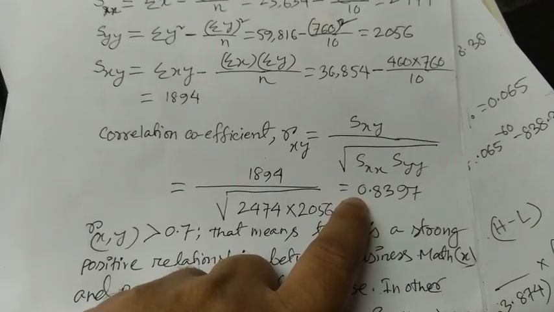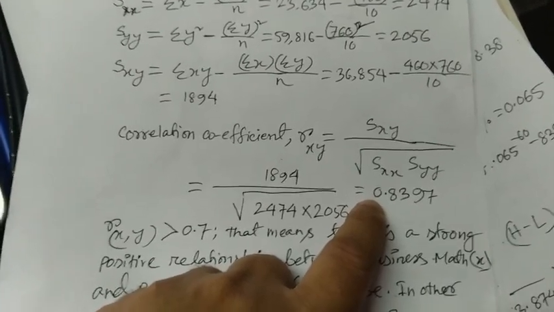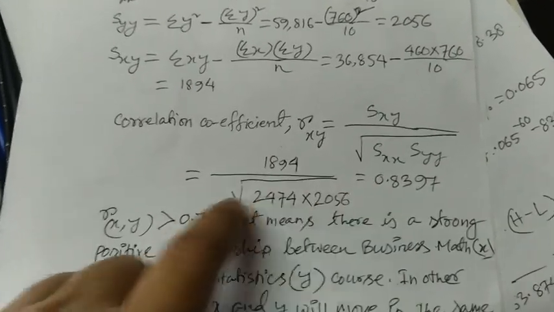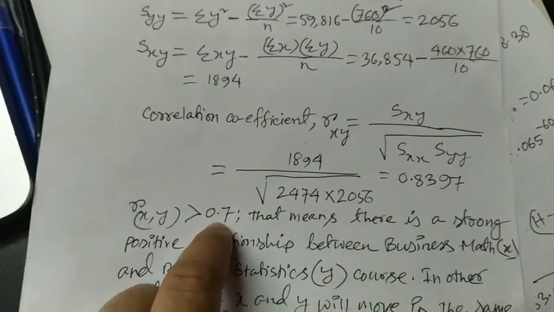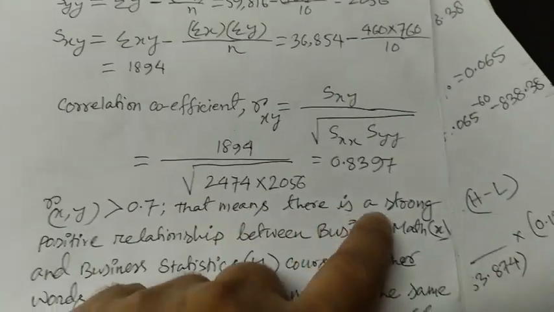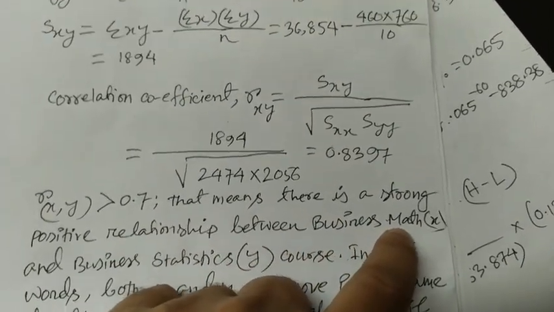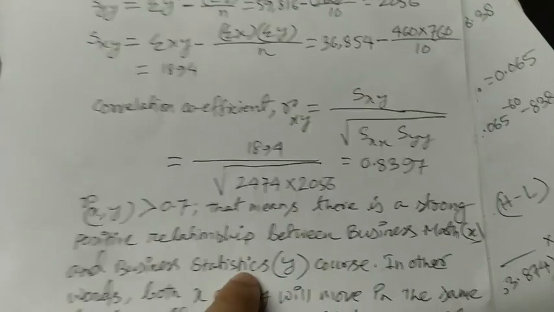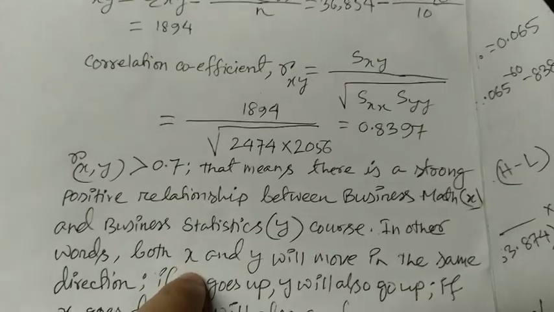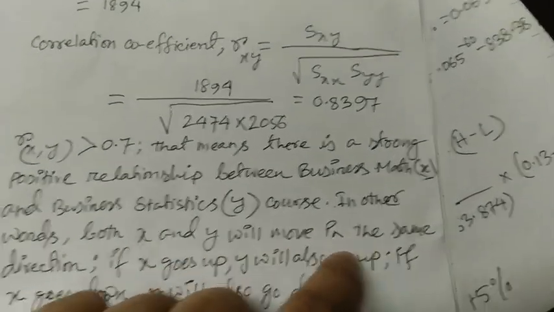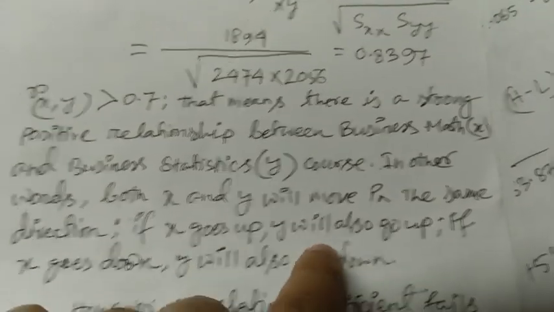Now let us understand the strength of the relationship. The relationship is positive, we already know, but let us understand the strength. Since the value 0.8397 is above 0.7, there is a strong positive relationship between the business math variable, that is x, and the business statistics variable, that is y. In other words, both x and y will move in the same direction. That is, if x goes up, y will also go up.